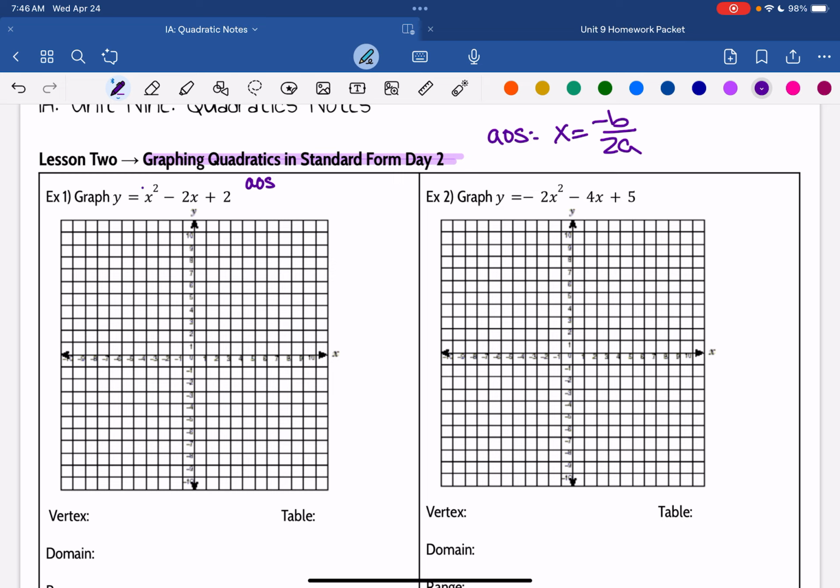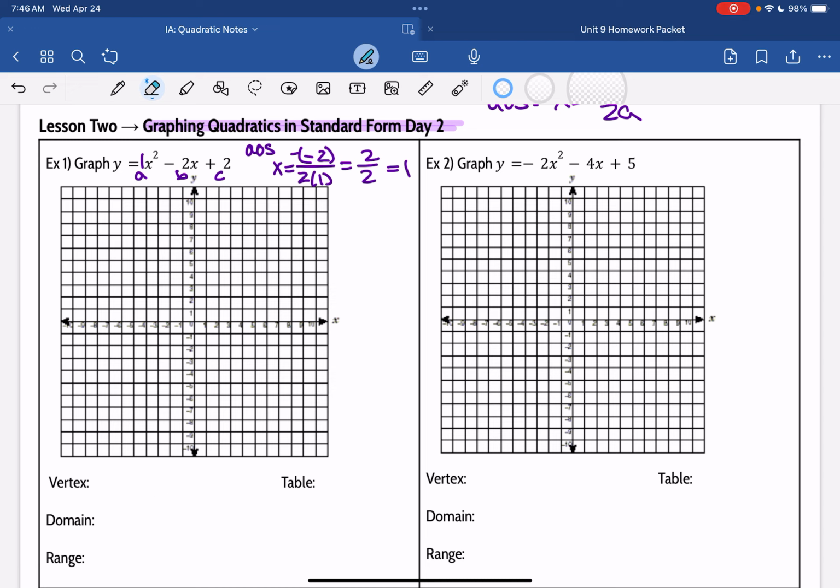So in this case, our a is 1, b is negative 2, c is 2. So axis of symmetry is going to be x equals negative, 2 negatives, sorry, negative 2, over 2 times 1. So we get 2 over 2, so x is equal to 1. So our vertex, we know right now that it's at 1, something.